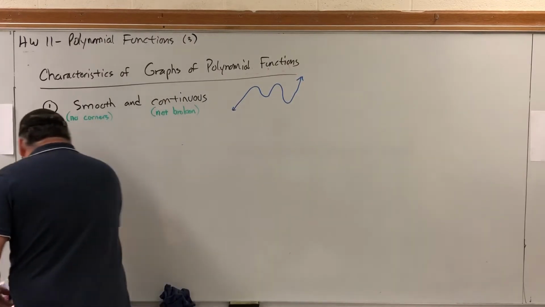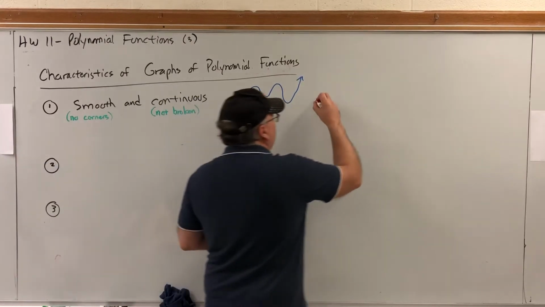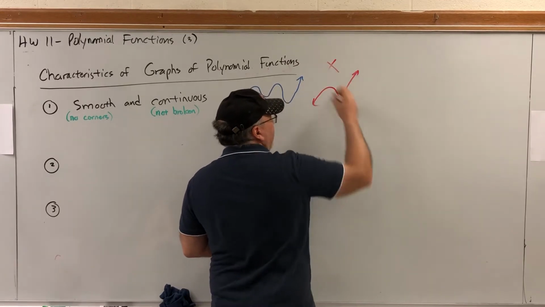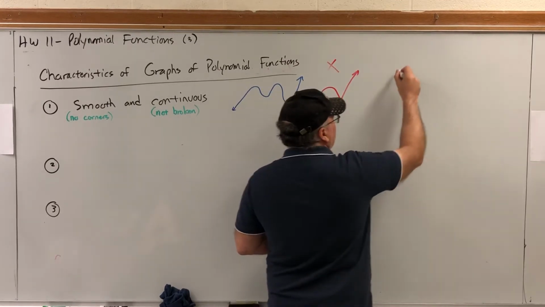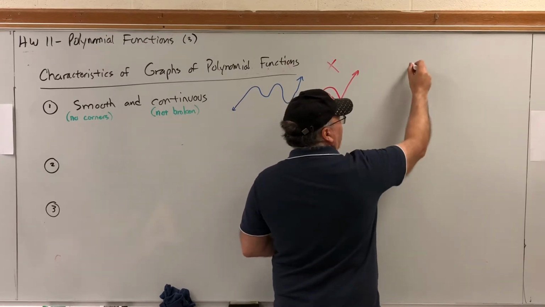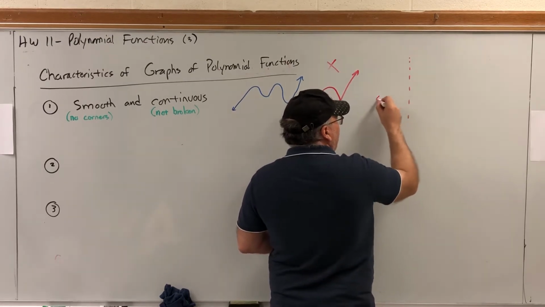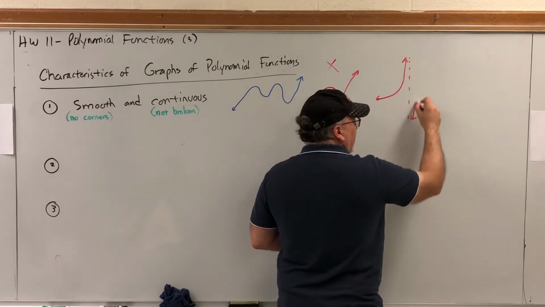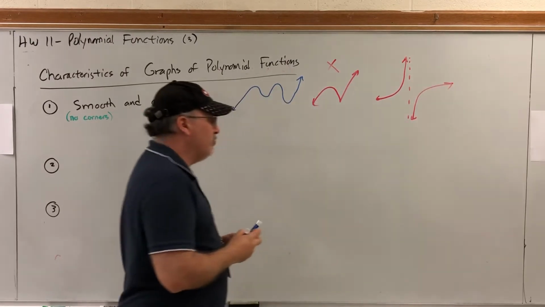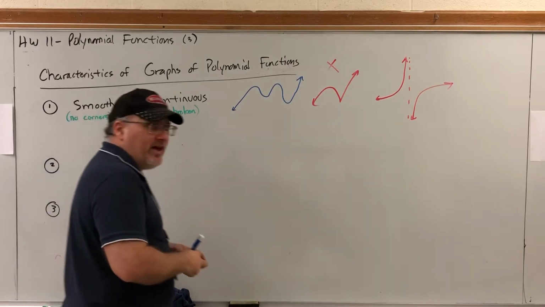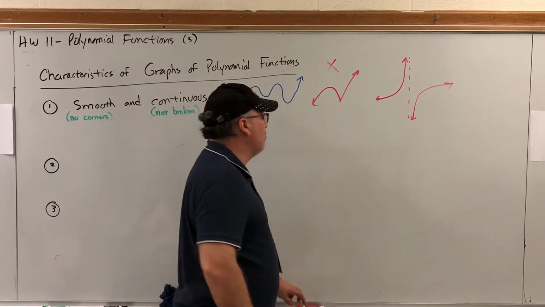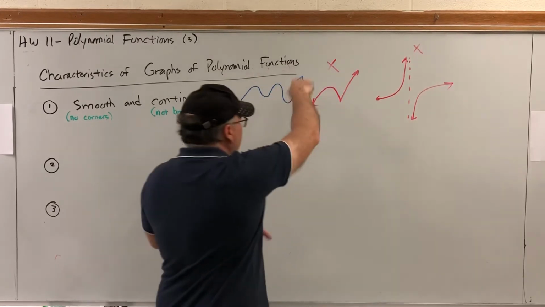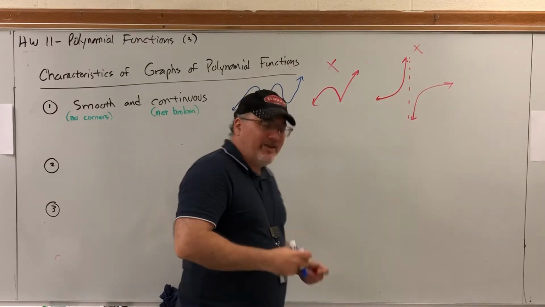And here's an example of not smooth. Sharp corner. And here's an example of not continuous. In order to illustrate not continuous, I'm going to draw a dotted line, have a graph approach it and shoot upwards, and then on the other side, resume from the bottom. That graph is broken if you consider that collection of branches a single graph. So, smooth and continuous, no corners, no breaks.